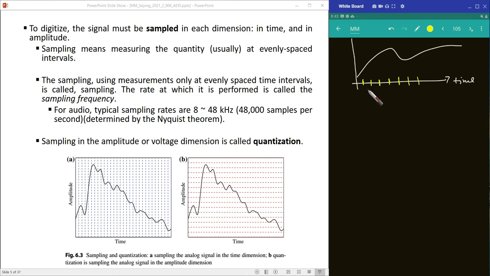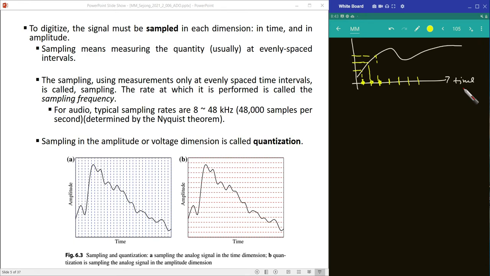Rather, at a certain instance, for example, at this point, at this point, at this point, we will record: what is the sound level at this point? What is the sound amplitude at this point? So we'll consider only at this time period. This periodical time is what we call sampling. So, sampling over the time dimension.